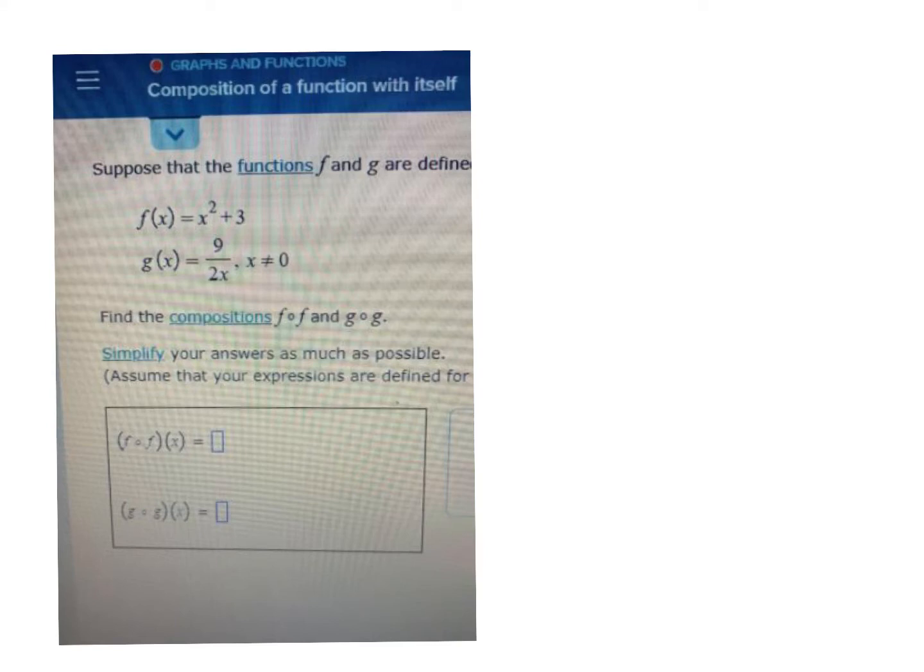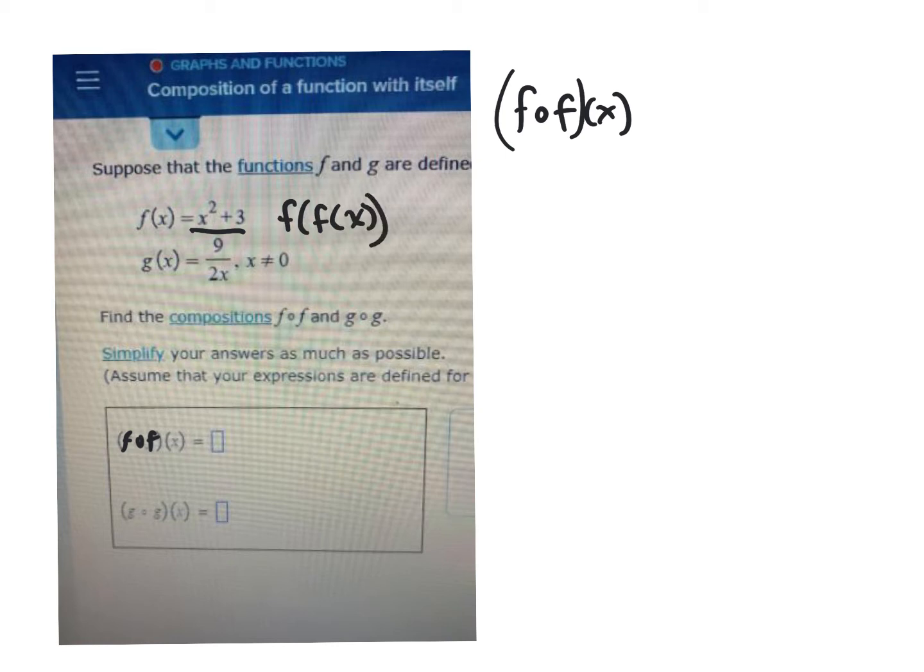All right, so let's look at this topic where we're composing a function with itself. So you can see here, this says f composed with f. That means we're just going to take the f function and plug it into itself. The f function is x squared plus 3. So we're essentially taking f of x.